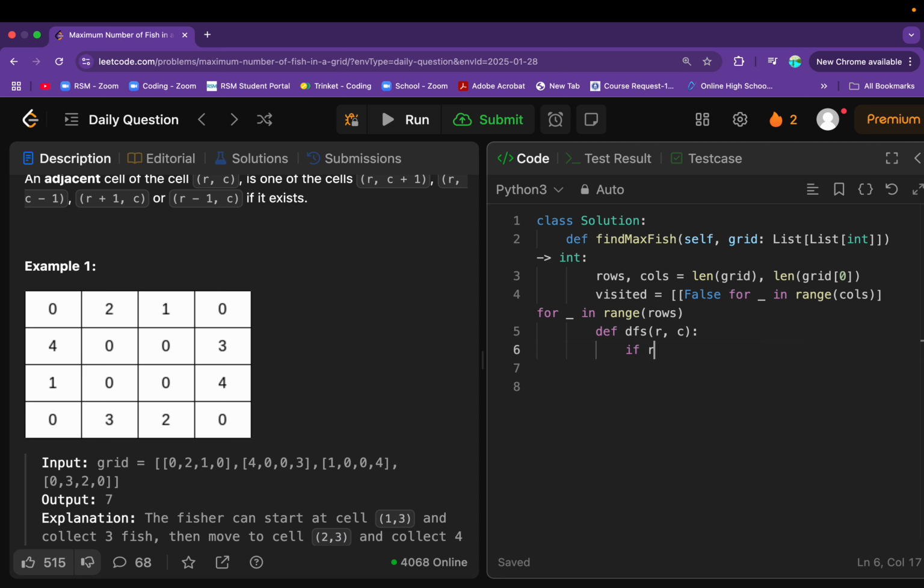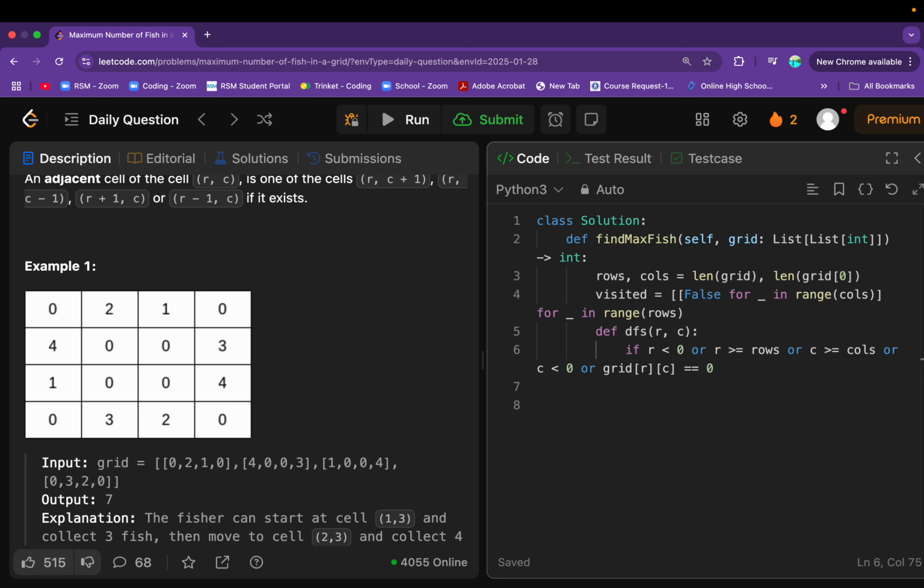If R, that's going to be a row value, if that's less than 0, meaning it's negative, or it's greater than the number of rows we even have, we know that the row value is out of bounds for this current cell. Similar logic for the C value, the number of columns: if that's greater than or equal to the number of columns we have, or C is less than 0, meaning it's a negative index which we can't have, or grid at RC, if it's actually a water cell, meaning it's equal to 0, we know we can't do anything with it.